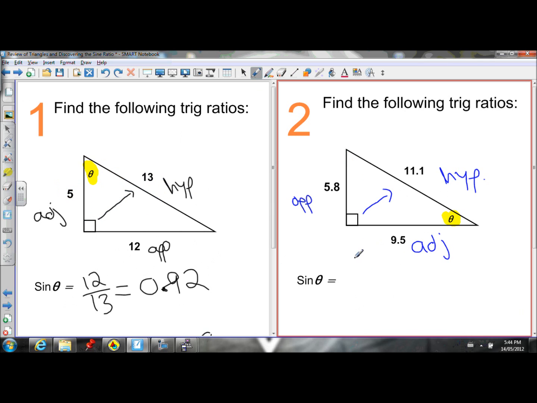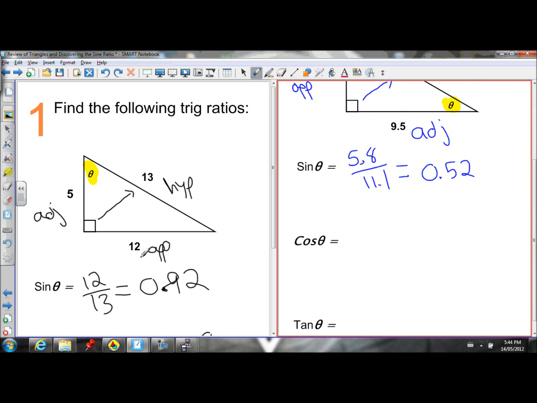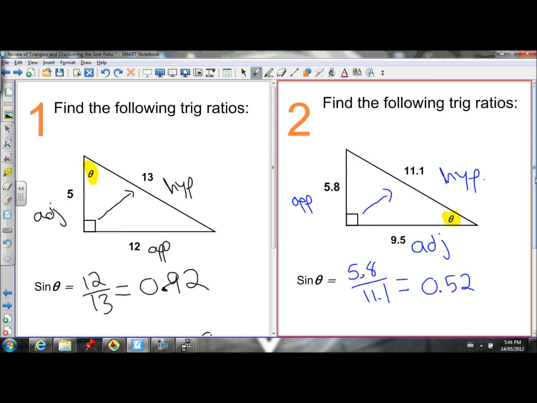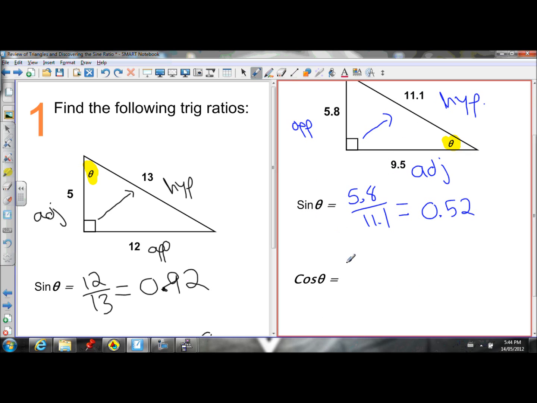So sine of theta, if I remember, SOH, is sine opposite over hypotenuse. So opposite over hypotenuse is 5.8 over 11.1. That is 0.52. You'd have to put that one in on your calculator. Cosine, CAH, is adjacent over hypotenuse. So adjacent over hypotenuse is 9.5 over 11.1. On my calculator, that gives me 0.86.